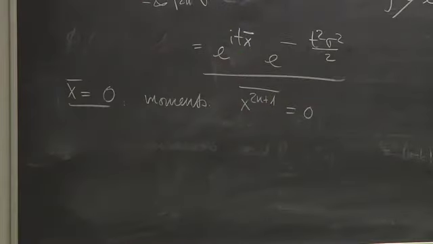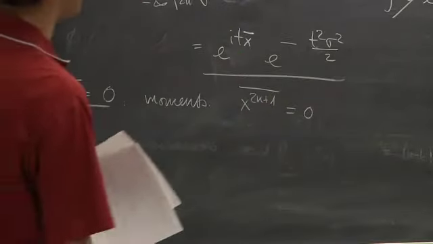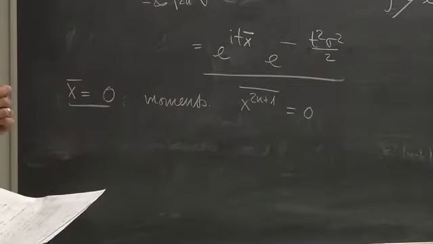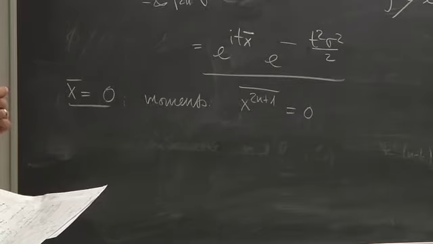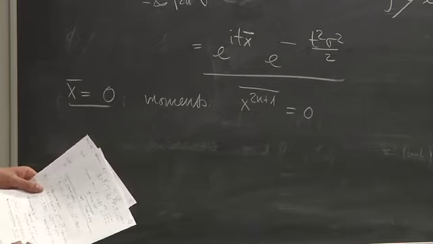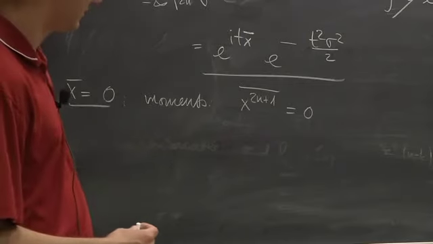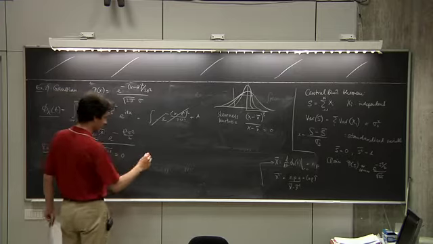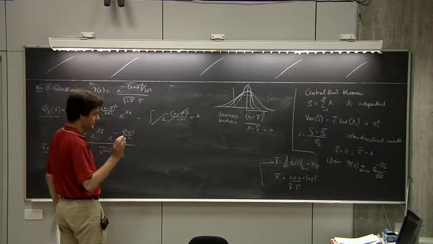Can somebody argue that? Okay, this one is x raised to 2n plus 1, which is odd. We have a minus contribution from the left and a plus from the right, and then we get zero. Yeah, very good. Okay, so is that clear to everybody?